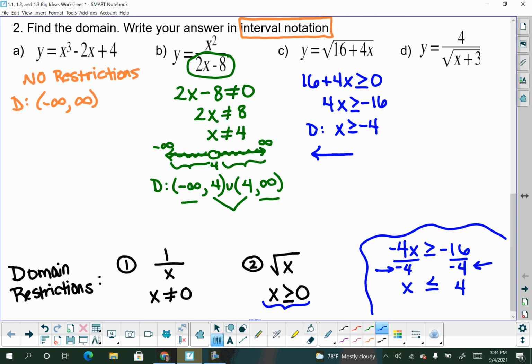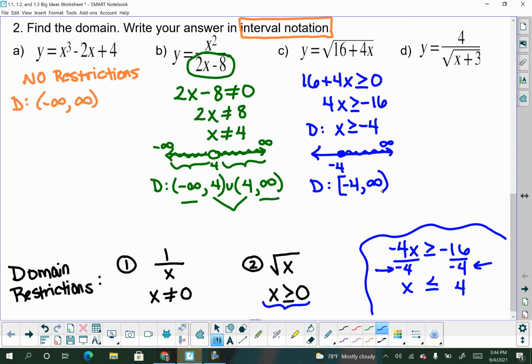Again, you can think of the number line if you're not sure how to put this in interval notation. My x values, my domain is negative 4 and a closed circle because I'm allowed to equal it. That's what that little line means. And everything above it. So how we put that in interval notation is negative 4 with a bracket because it's a closed circle, all the way up to, on the right side, we use positive infinity.